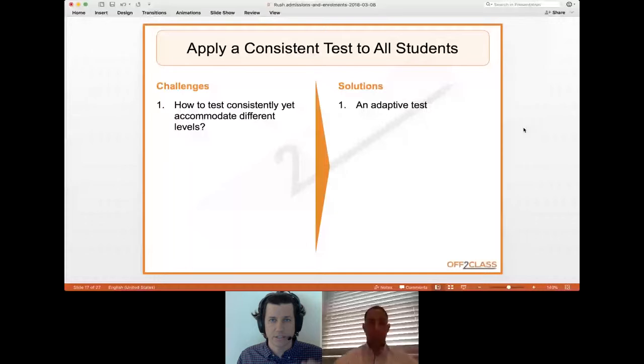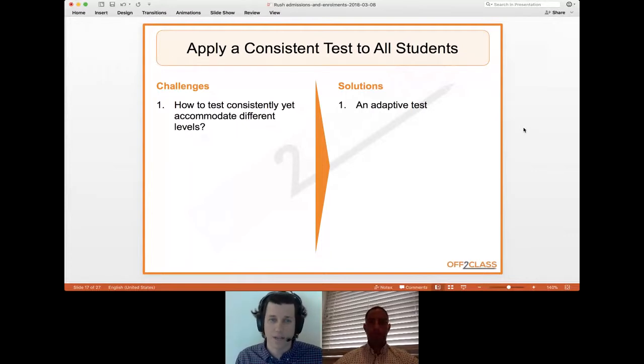Number 1, how to test consistently yet accommodate different levels. So if you're going to try to make sure that everyone is taking a consistent test and has a consistent experience, how do you accommodate for students at all levels, from beginners all the way up to advanced? Do you do a paper test? How do you do that? How do you make sure that everyone's going to have a consistent testing experience that gets all their skills? The solution is to have a test that will actually adapt. So depending on whatever the student's level is, design a test that will work for everyone no matter where they fall on the spectrum.